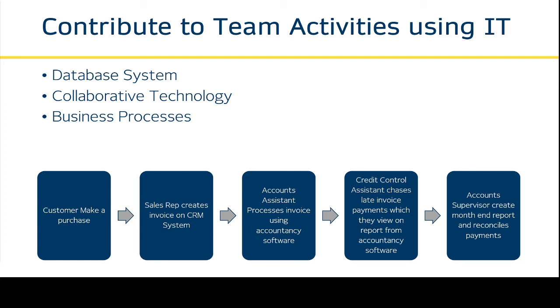An accounts assistant can then log into that same system and see that there's an invoice there, and they can then process it. They can connect the information between the two systems, run a report, input into the other one, or it does it automatically. And they can take that invoice, they can process it on the accountancy software. The credit control assistant then chases the late invoice payments, so they can run a report, see what invoices have been paid. This one hasn't, so they can log into that system and chase the late payment from a report that's come out of the accountancy software.